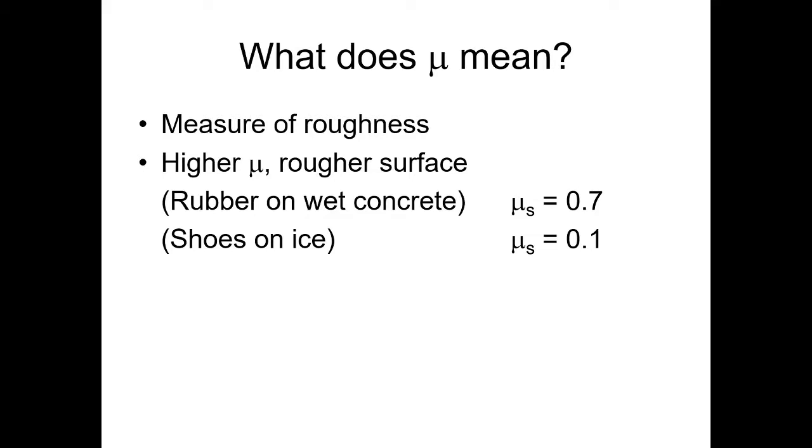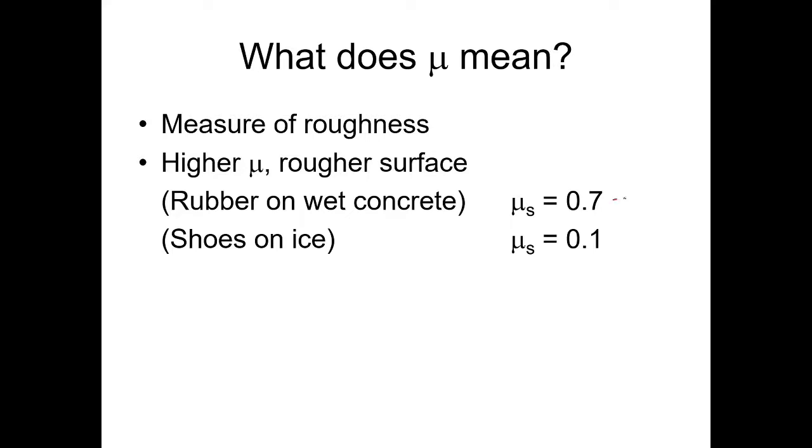So what does mu even mean? It's this weird Greek letter, kind of looks like a U with a funny little tail on it. All mu is a measure of the roughness. That's as simple as we can say it. The higher the mu, the rougher the surface.